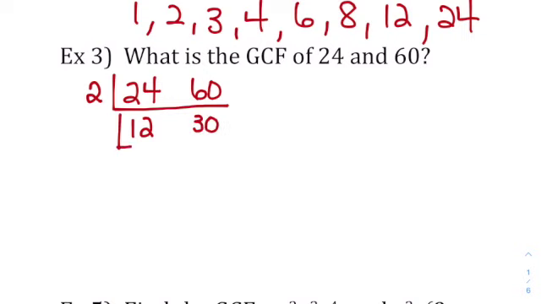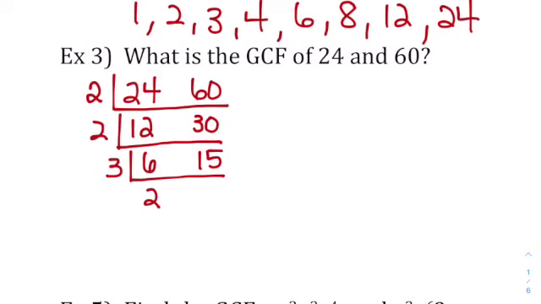Because of that, I can do it again, since they still have 2 in common. 2 going into 12 is 6 left. 2 going into 30 is 15 left. I notice 6 and 15 have 3 in common, because they don't have 2 anymore, since 15 is not divisible by 2. So if you put down 3, 3 goes into 6 2 times, and 3 goes into 15 5 times. Notice 2 and 5 don't have any other number in common.